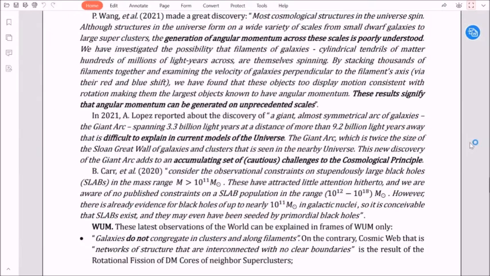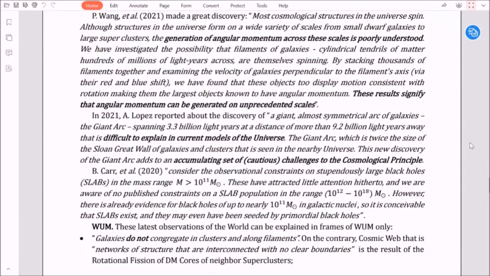We have investigated the possibility that filaments of galaxies, cylindrical tendrils of matter hundreds of millions of light years across, are themselves spinning. By stacking thousands of filaments together and examining the velocity of galaxies perpendicular to the filament's axis via their red and blue shift, we have found that these objects too display motion consistent with rotation, making them the largest objects known to have angular momentum. These results signify that angular momentum can be generated on unprecedented scales.